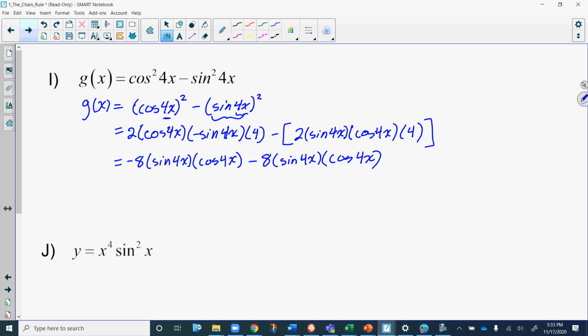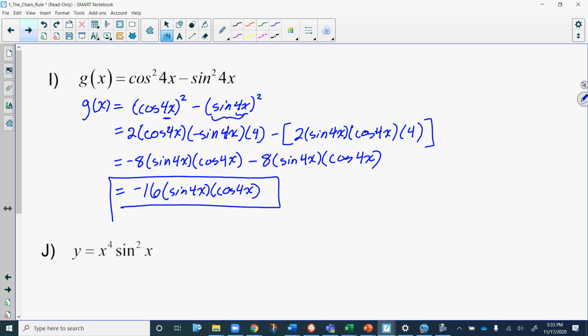If you notice, these are like terms. Sine of 4x, cosine of 4x, everything is the same from one term to the next. So we're going to combine them, and that'll be negative 16 times sine of 4x times cosine of 4x. And there we go.